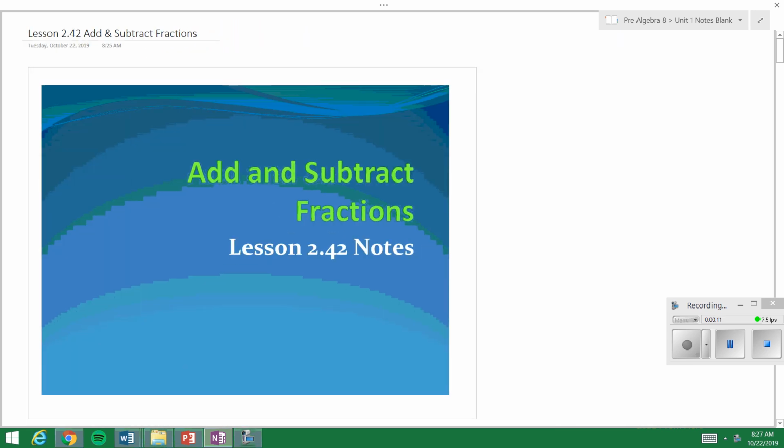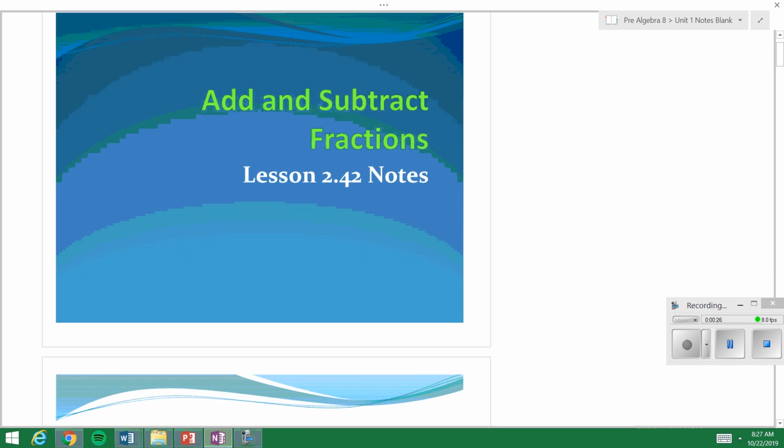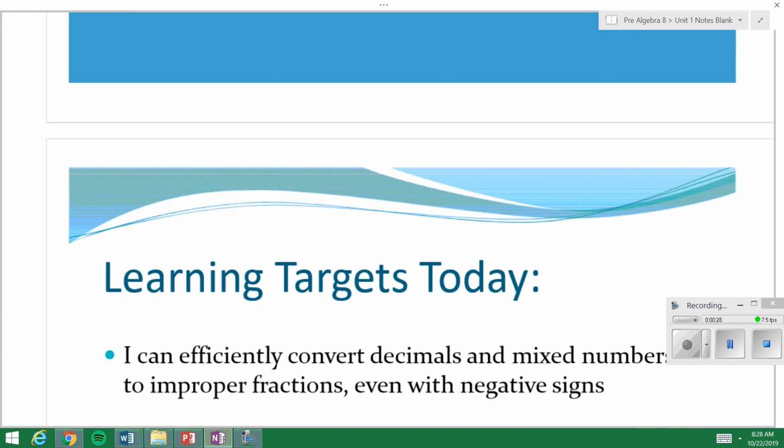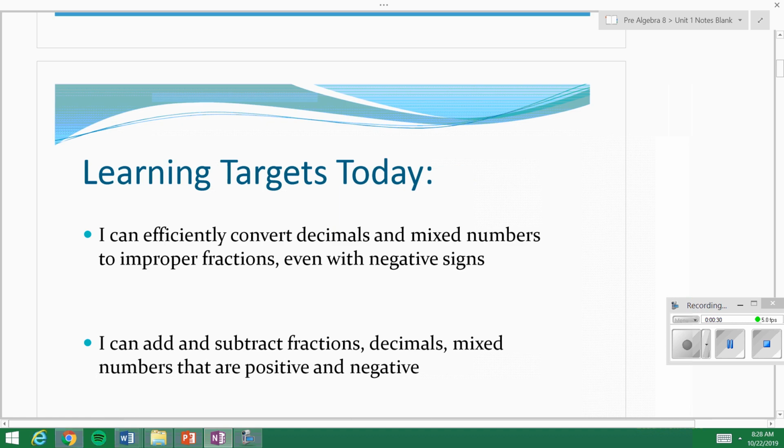Moving on today, we're going to lesson 2.42, and we're adding and subtracting fractions today, something that may be a little bit of a review for you guys, but once again, we have to consider how this process changes when there's negative numbers involved. So let's just go through the essentials of what adding and subtracting fractions does.